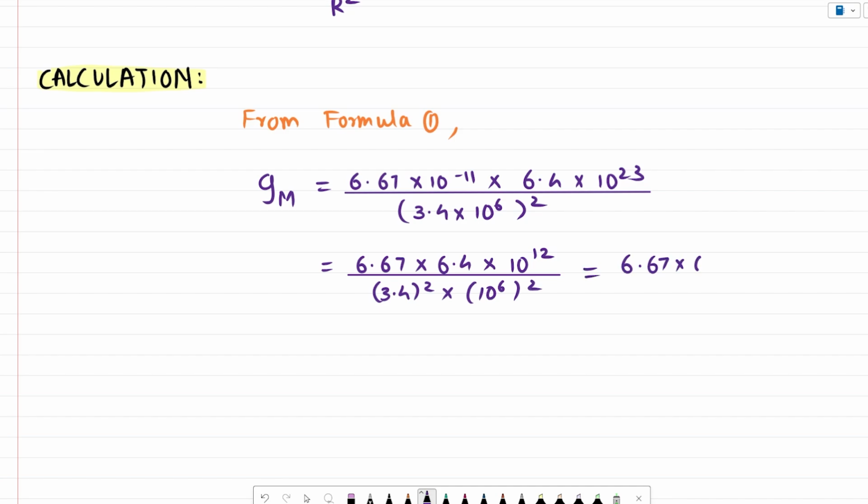And if we calculate and get rid of the 10 raised to terms, so it would be 6.67 into 6.4 into 10 raised to minus 11 into 10 raised to 23, using the laws of indices, gives us 10 raised to 12. And the whole divided by 3.4 का square into 10 raised to 6 का square. And यहाँ से हम 10 raised to 12 denominator और 10 raised to 12 numerator से निकाल सकते हैं, cancel out कर सकते हैं. So हमारा जो final term है, that is 6.67 into 6.4, the whole divided by 3.4 का square.